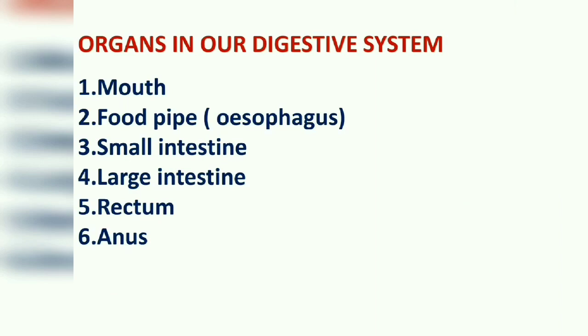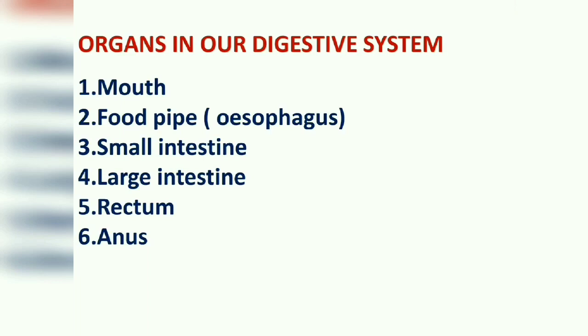Once again, we'll revise the organs. Mouth, food pipe, third is stomach. Food pipe takes the food to the stomach. I'm sorry, I missed the stomach here. Third is stomach. Fourth is small intestine. Fifth is large intestine. Sixth is rectum. And the seventh is anus.